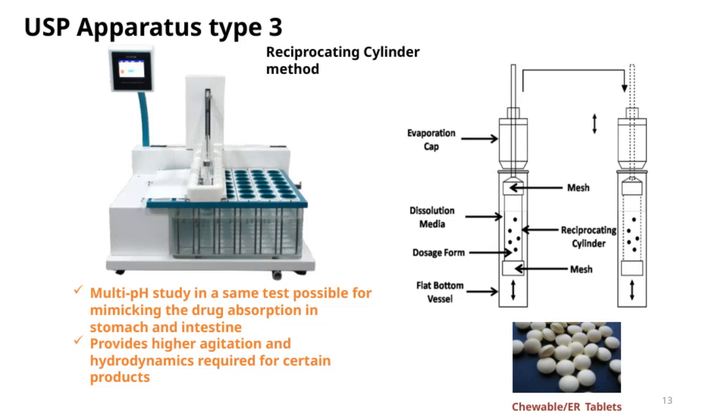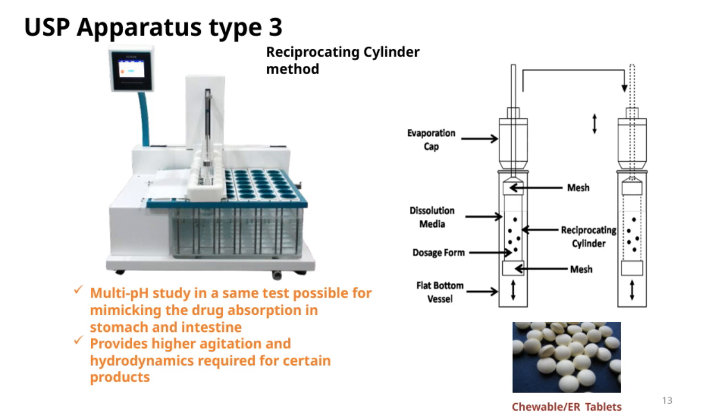Now, let's look at chewable and ER tablets. One of the key advantages here is that we can perform a multi-pH study within the same test. This approach helps us better mimic how the drug is absorbed as it passes through different parts of the gastrointestinal tract, like the stomach and the intestine. It's especially useful because it allows us to simulate the varying pH environments the drug encounters, providing more realistic data.